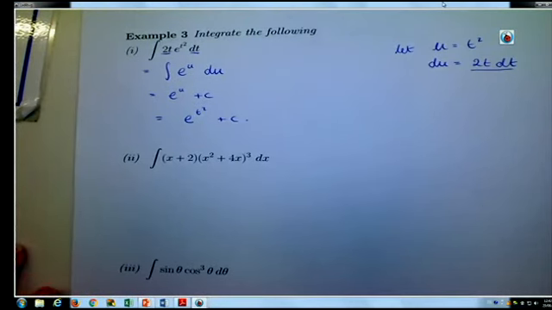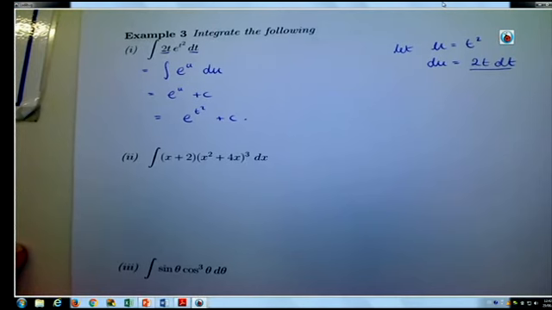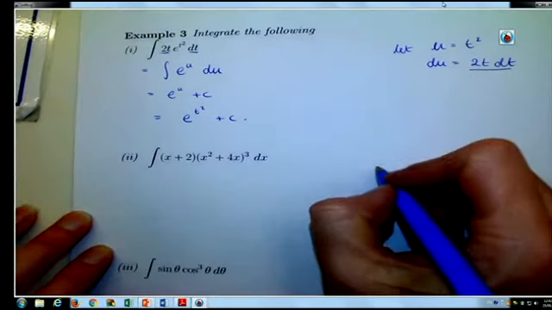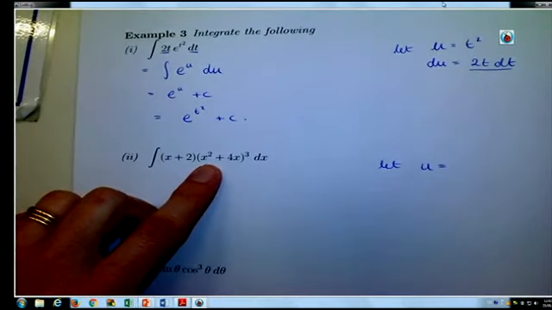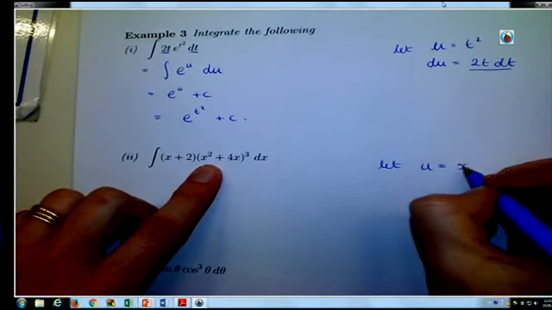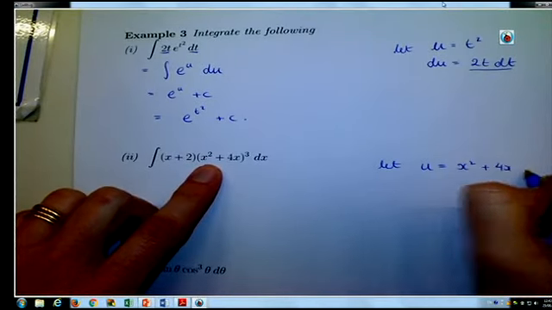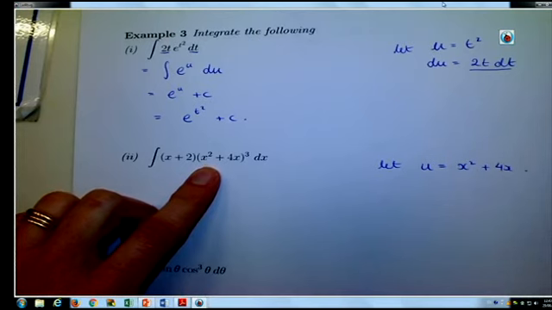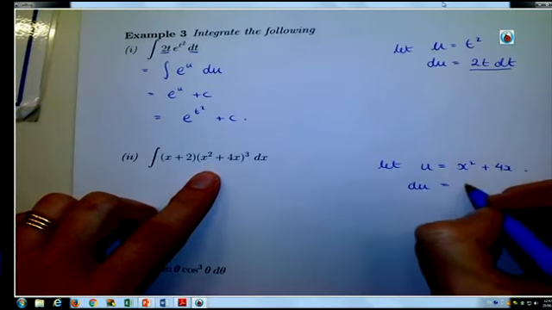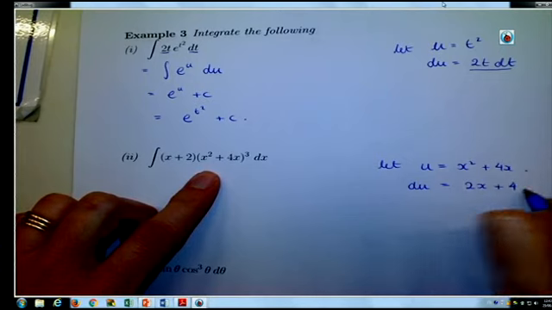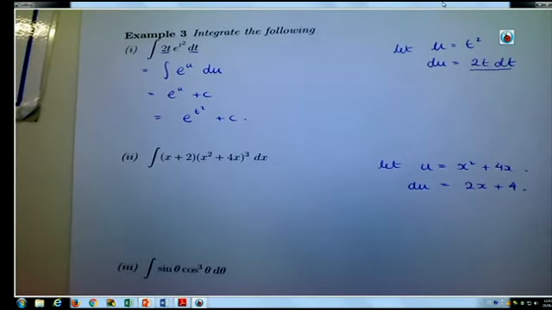Okay, is everyone happy with that one? Pretty straightforward. All right. What's our u going to be here? Beautiful. Someone at the back said that. 2x plus 4.